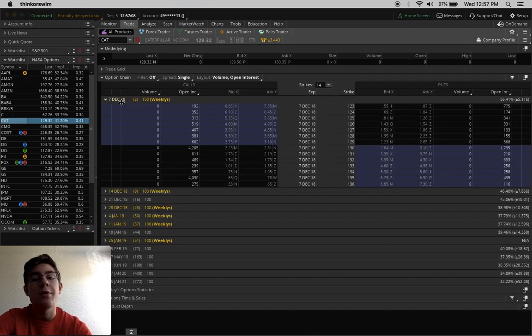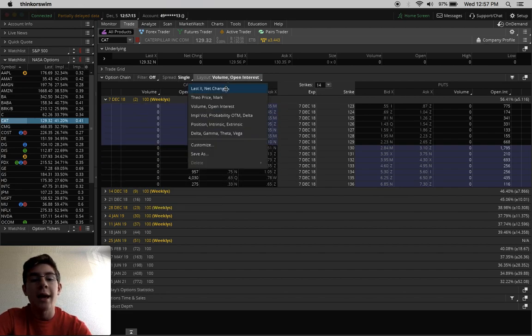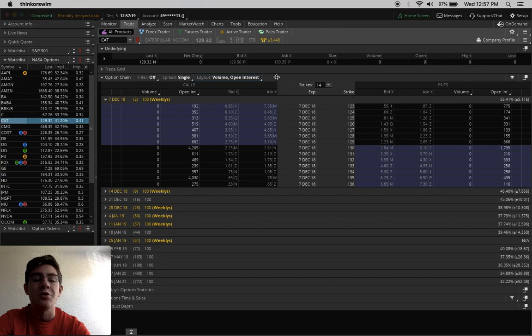So if we open up the first expiration date, this is what you'll see. Again, the layout should be volume and open interest. If you want to change the layout, click on layout and go to volume and open interest. That is, in my opinion, the most important thing that you need to consider. So when we look here, we have the bid and we have the ask. And this is the call side, this is the put side.